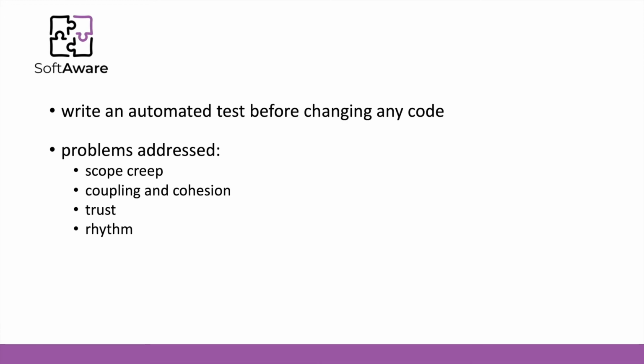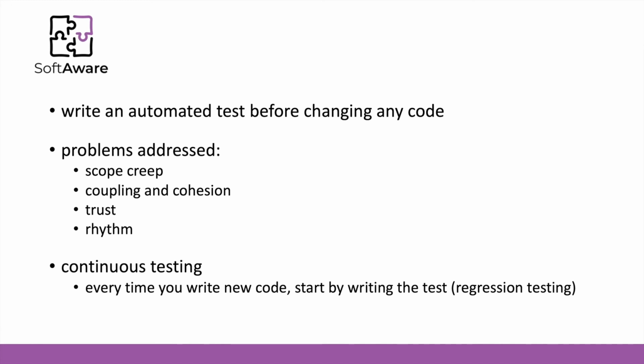For the rhythm, whenever you are writing an automated test and then developing the corresponding feature, you are applying a cadence, a frequency of your software development, and that frequency is directly related to your work, to the work of your team, and the work of the project. By doing this and applying this frequency, this rhythm, you are applying continuous testing. Every time you write new code, you write a test.